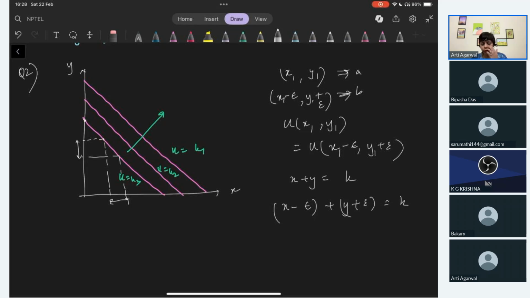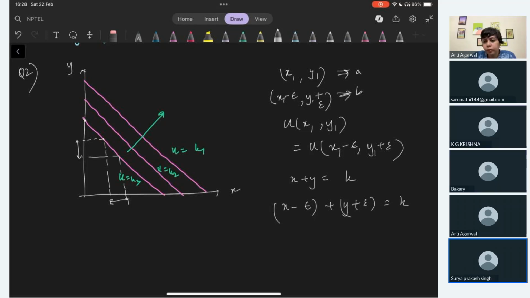So you could think of them as convex, or you may think of them as not convex, because in this particular case, the person is indifferent between certain combinations of x and y versus just x versus just y, right? Somebody wants to speak. Yes, ma'am. Can I answer the question?